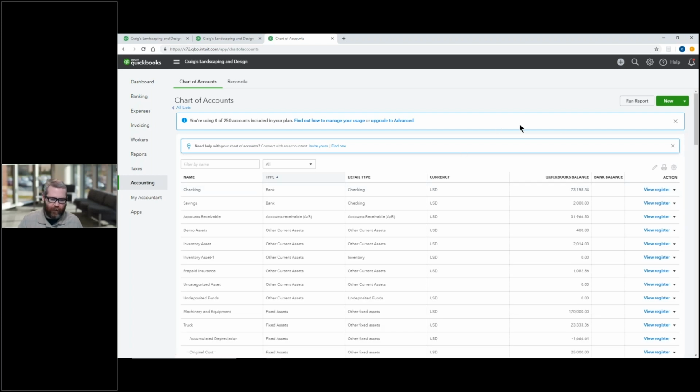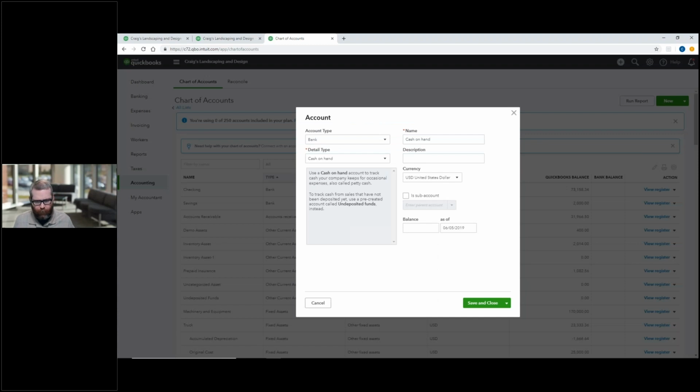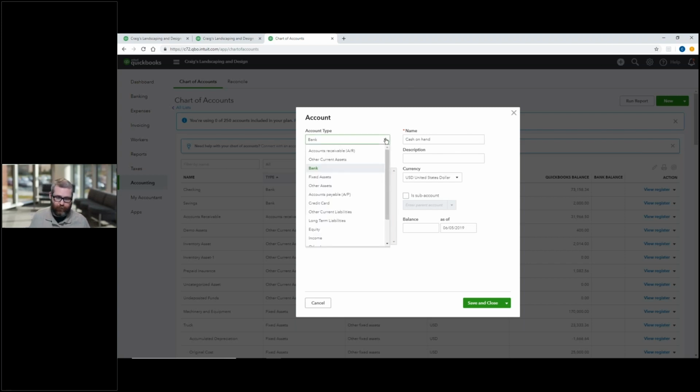Now, setting up a new account, super easy. All you have to do is click New up here at the top right. If you recall, in those financial statements that we were looking at earlier, everything was in a very particular order. On the balance sheet, we had assets and then liabilities and then equity. Well, that's what happens here in the account listing too. Whenever you go to create a new account, you're going to see your assets first, then liability accounts, and then finally equity.